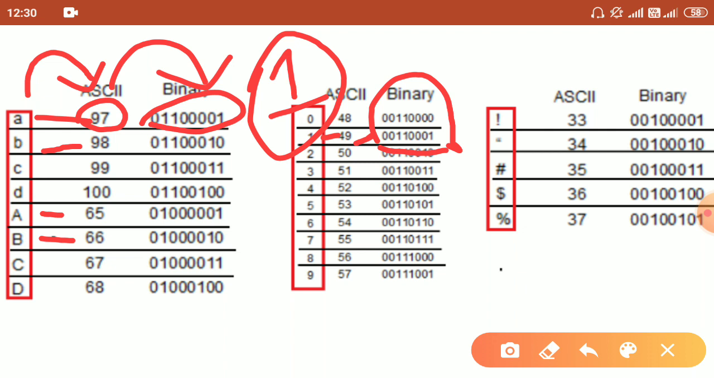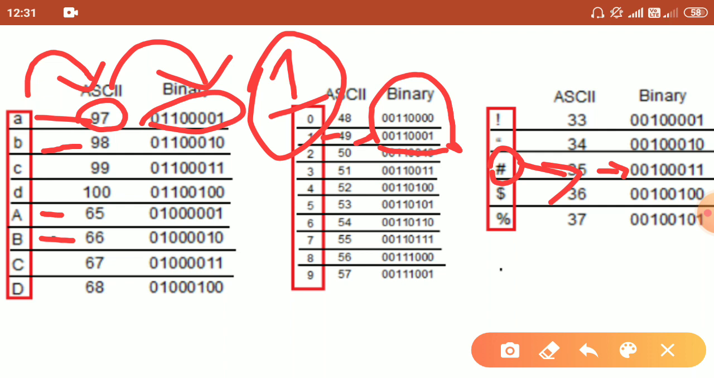Similarly for any symbol also, let's say you want to store hash. If you are typing hash in the computer, it will be taken as 35, and that 35 will be converted into its binary form 00100011. So this is how hash will be stored.